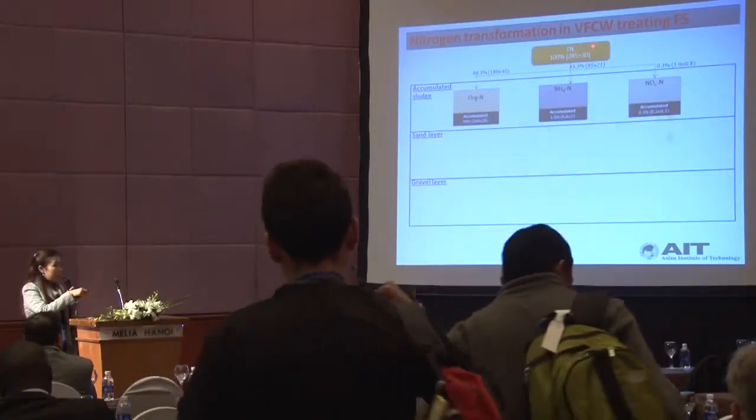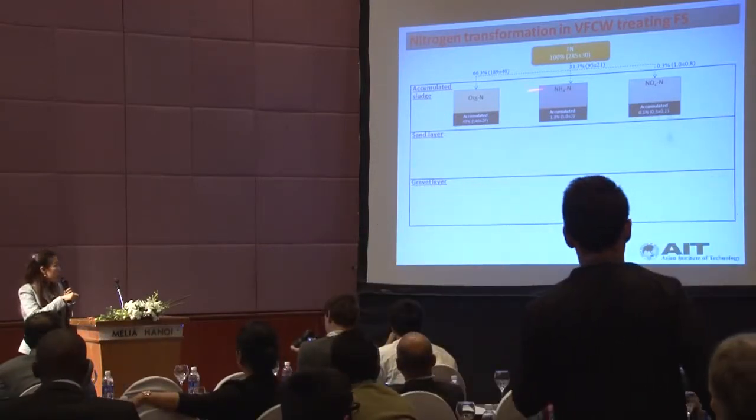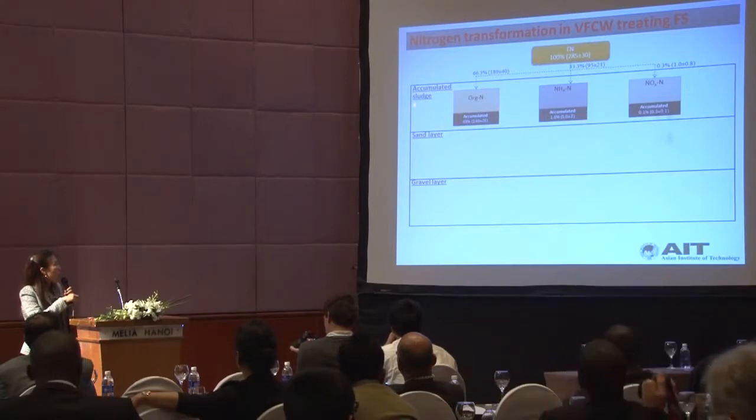Here is TN from the fecal sludge. After feeding into the system, this represents the accumulated sludge on the top part.